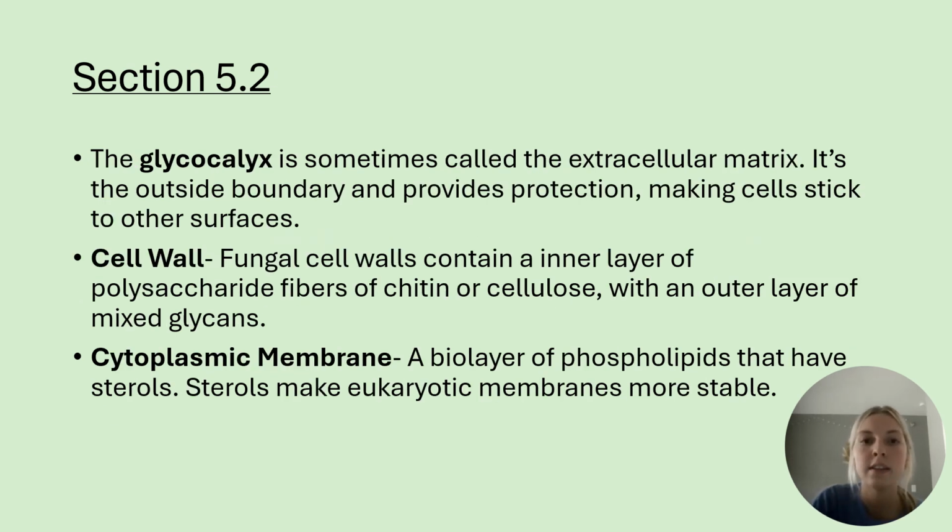The glycocalyx is sometimes called the extracellular matrix. It's the outside boundary and provides protection, making the cells stick to other surfaces. As for the cell wall, fungal cell walls contain an inner layer of polysaccharide fibers, which is chitin or cellulose, with an outer layer of mixed glycans. The cytoplasmic membrane is a bilayer of phospholipids that have sterols. Sterols make eukaryotic membranes more stable. I just wanted to give some definitions of these terms so we can get a better understanding.